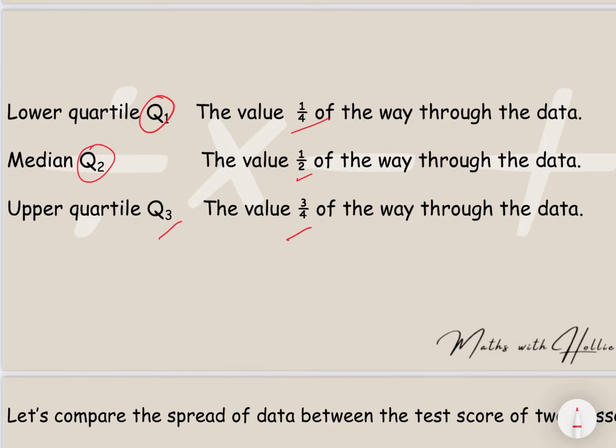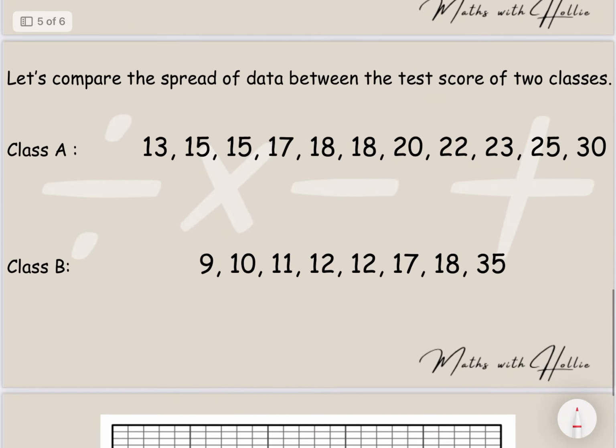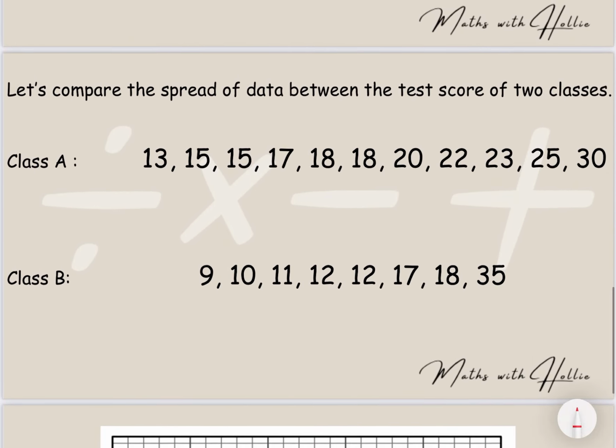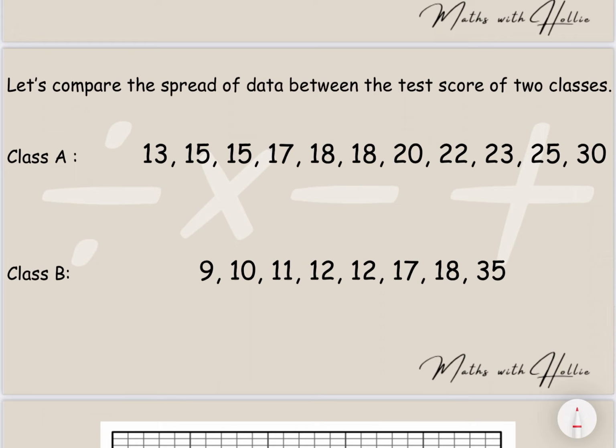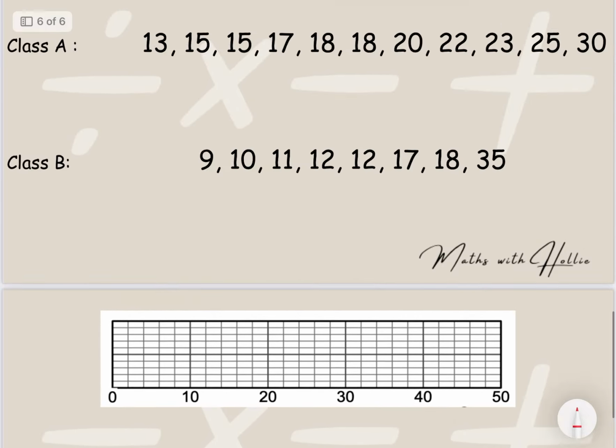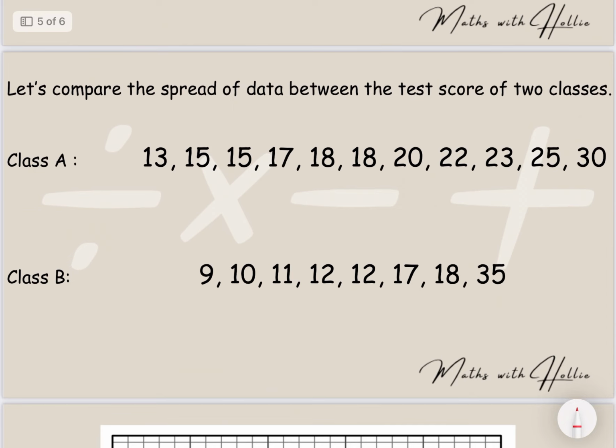So what we're going to do now is have a little look at a question. I'm going to compare these two classes, class A and class B. Different number of students in each class, but they've done a test, and these are the scores. I'm going to work out the interquartile range for each class, and then once I've done that, I'm going to draw a box plot for them both, because interquartile range and box plots go hand in hand.